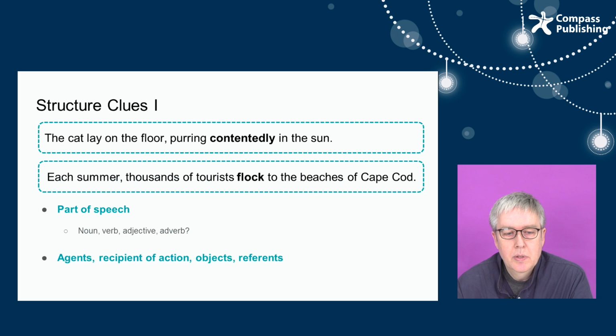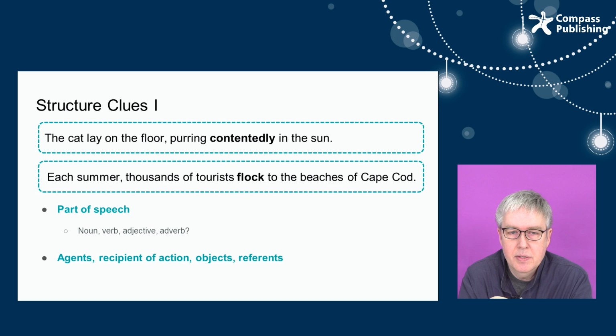So structure clues, what we mean is, if we just look at the word itself in isolation, there's some parts of the words, especially in what we call Latinate words. Latin builds words from prefixes and roots and suffixes, and it joins them together like Lego bricks. If we know the meaning of those individual Lego bricks, we can piece together the meaning. But also we can get clues like the part of speech or the objects, the agent.